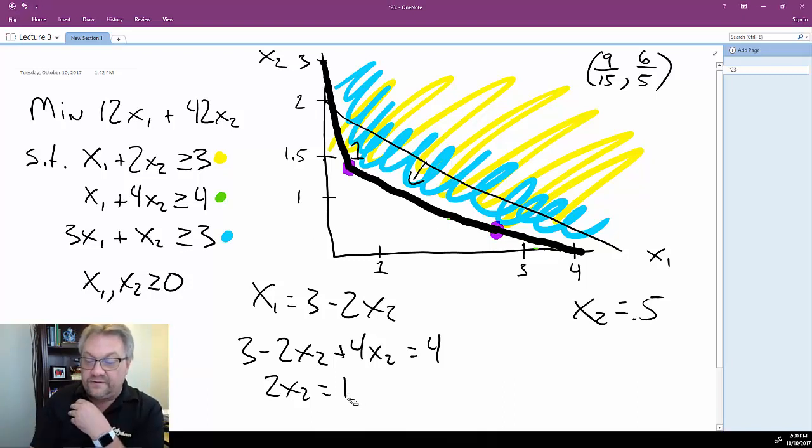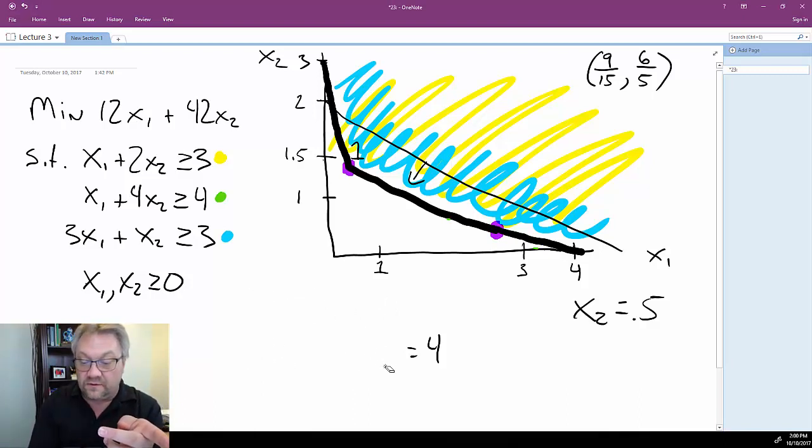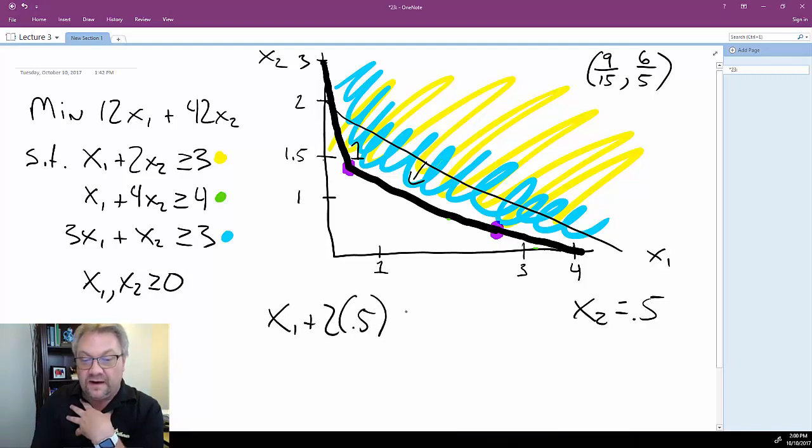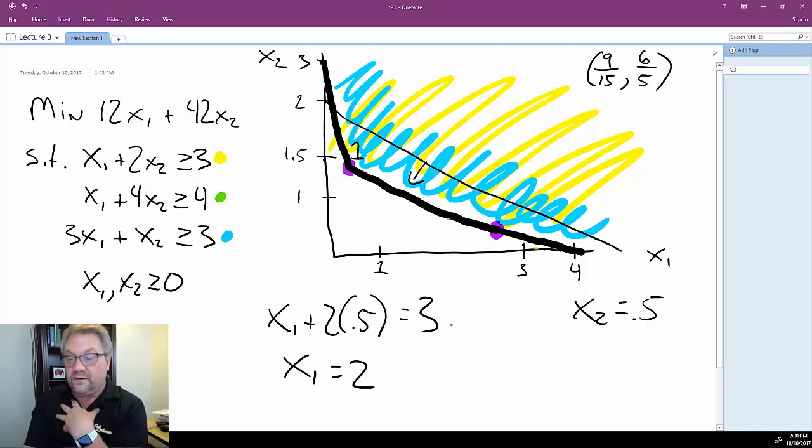And now that I know what x2 is, I can plug that x2 into either of the constraints that I'm using, constraints 1 and 2. So I'm going to put in the first one. So I have x1 plus 2 times 0.5 is equal to 3. So this is 1, so x1 is equal to 2. This is 1. Subtract that from both.